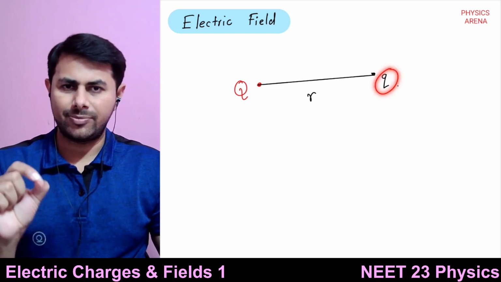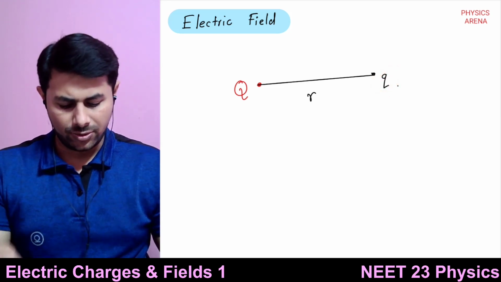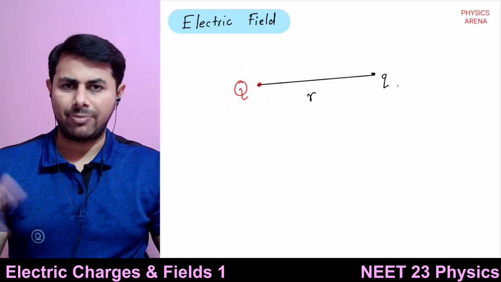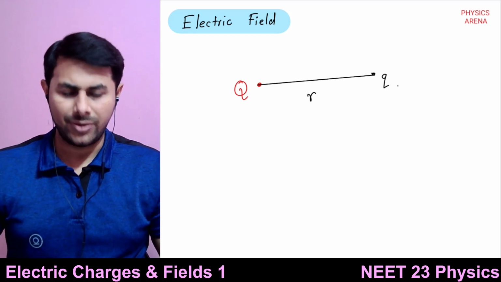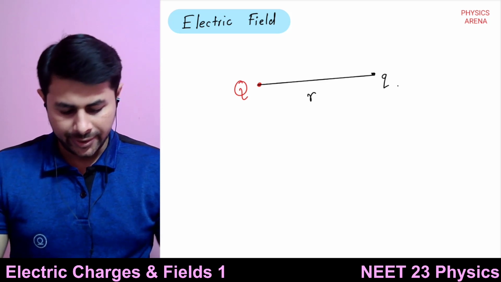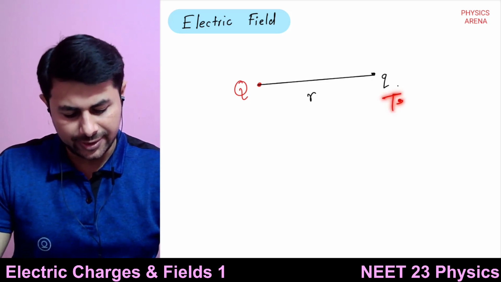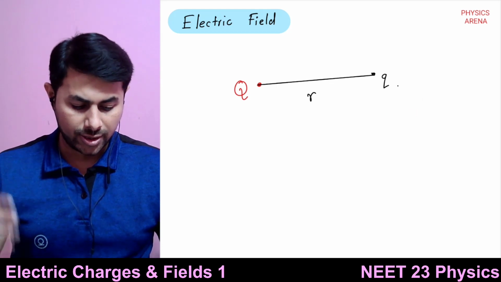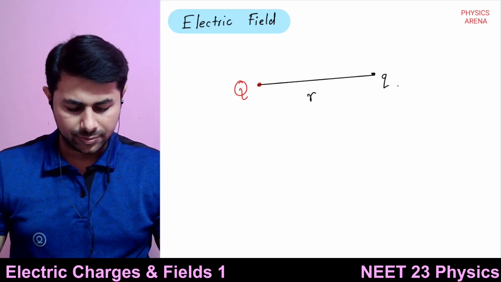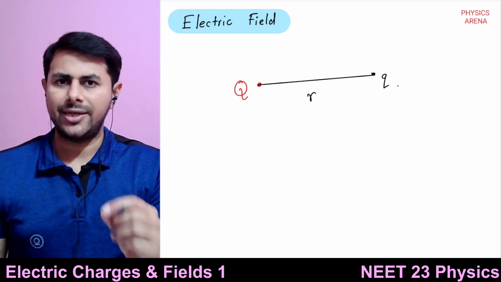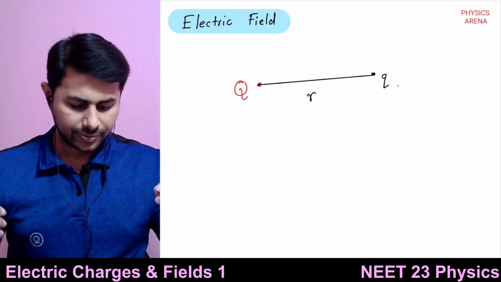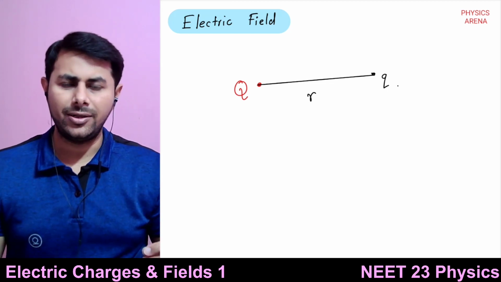So why did we take small q as a very small charge? So that it should not repel or attract capital Q much. The position of capital Q should not change much. Okay, that's why we took it as a very small charge. And this one is now known as the test charge. We are considering it to test something. Okay, so now the question is, the moment you keep that charge, force appears, right? Either it will get attracted or repelled.